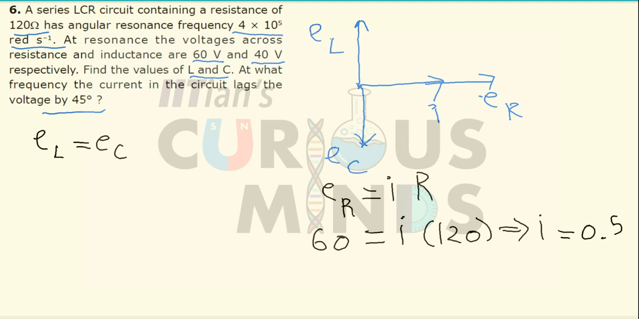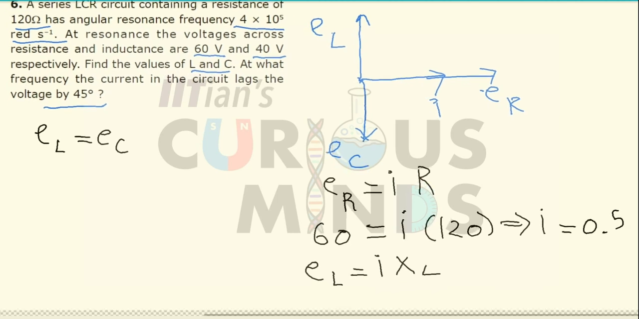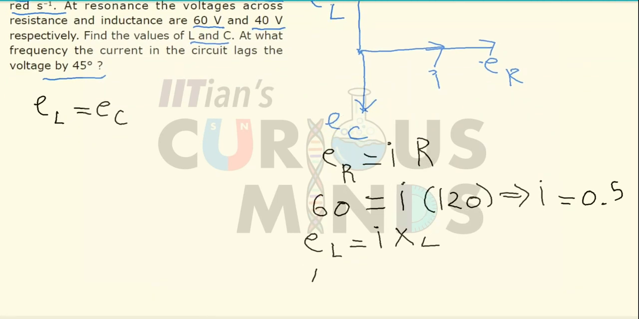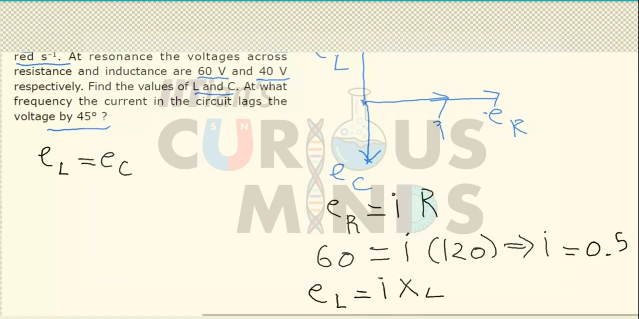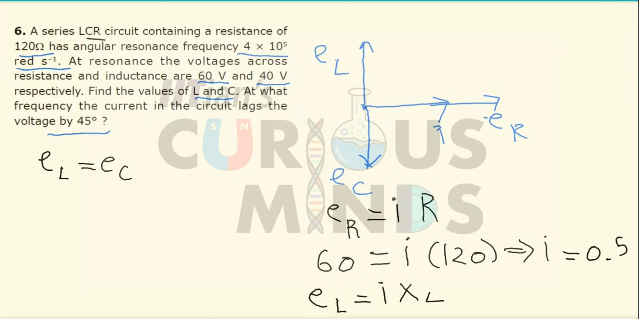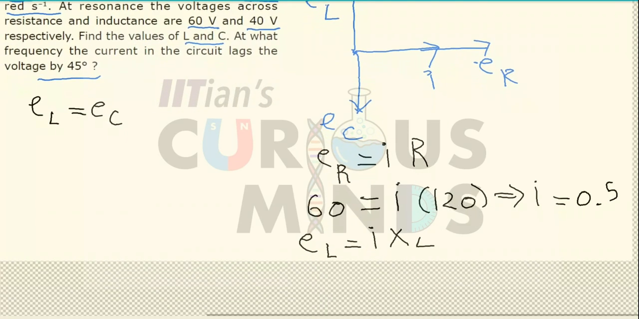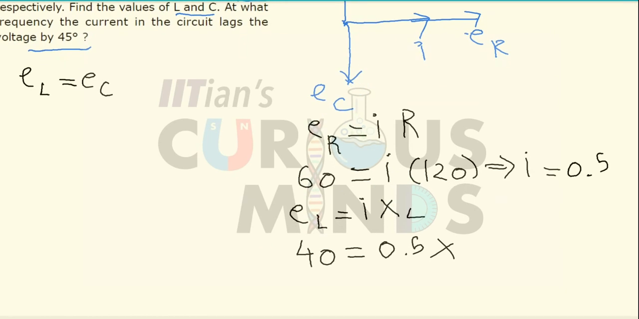Let us substitute now. It is given that the EMF across the inductance is 40 volt. So E across the inductance will be equal to I into XL, which is given as 40 volt, and the same current will flow, so it will be equal to 0.5, since it is a series circuit. If you read the question, it is given that it is an LCR series circuit, so the current will remain the same at that instant, into XL.